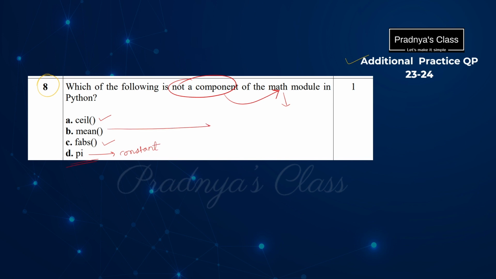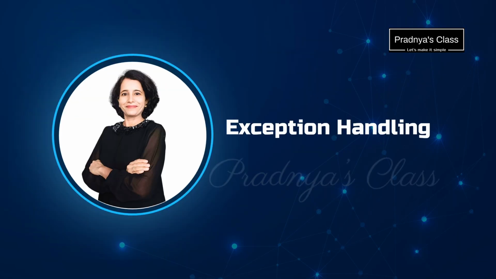Only the function mean doesn't exist in the math module. It is a function of the statistics module. So the correct option is B. In this way we got an idea of 3 modules: math module, statistics module and the random module. Now we will be going through the topic exception handling.